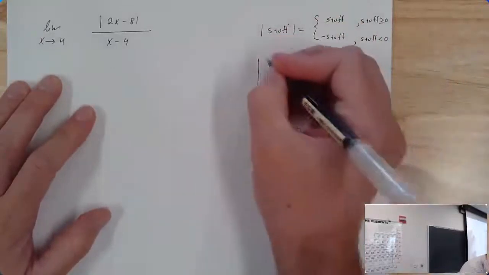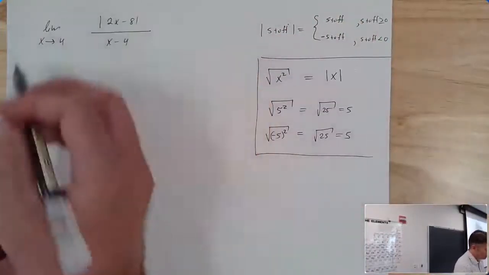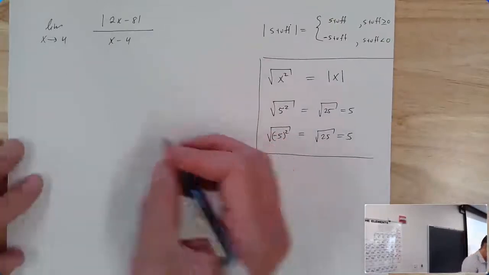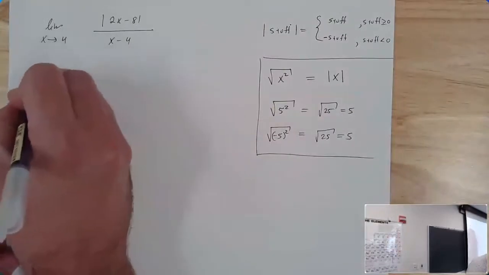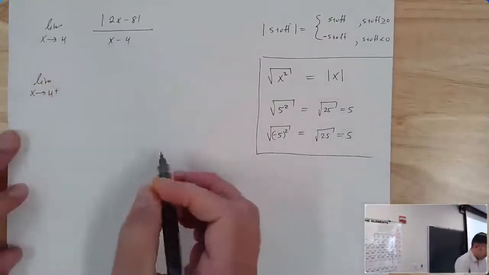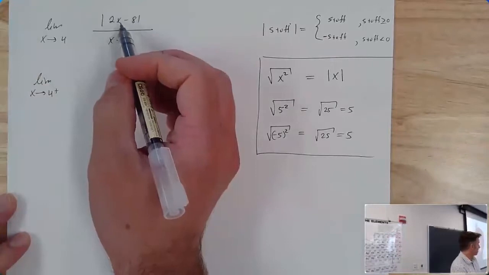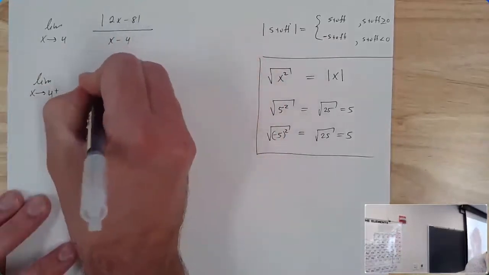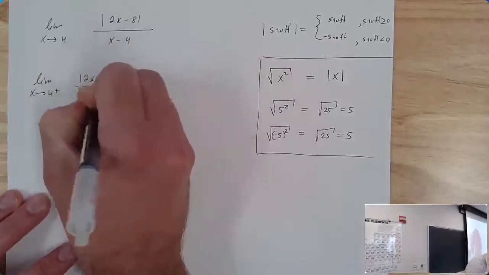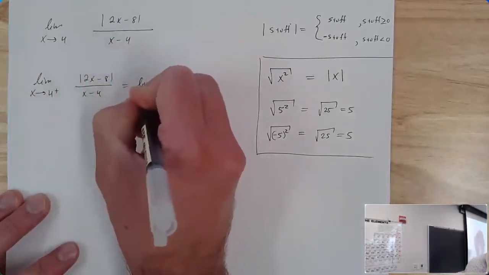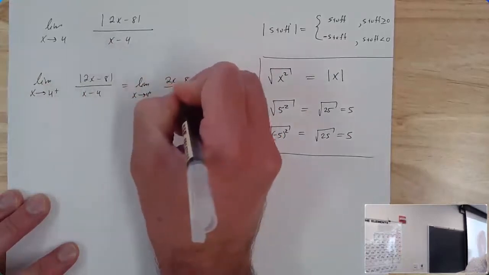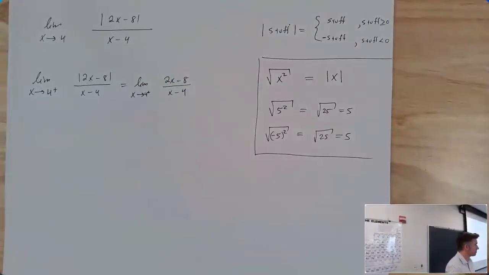So I said, okay. So to deal with this, well, we've got different things going on either side of 4, right? If x is bigger than 4, then 2x minus 8 is going to be a little bit positive. So the absolute value of 2x minus 8 is just 2x minus 8. So I can rewrite this as the limit as x approaches 4 from the right of just 2x minus 8 over x minus 4, because the inside stuff was positive.